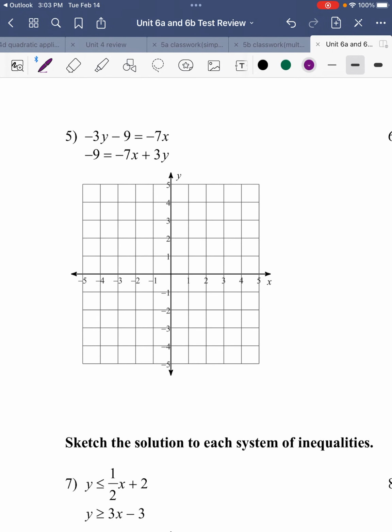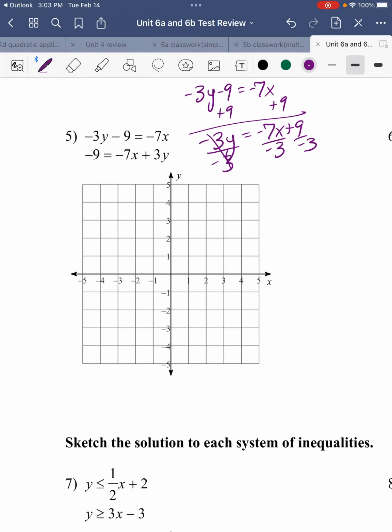All right, take a look at the back. Number 5, I'm going to graph these. Top equation, I need to add 9. And then I need to divide by negative 3. Negative divided by negative is a positive 7/3. 9 divided by negative 3 is a negative 3. So my y-intercept is at negative 3, and I got to go up 7 and then right 3. That's my slope.